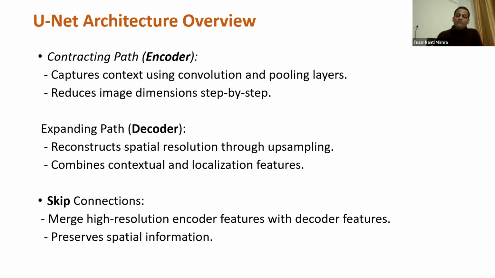The third component, skip connections. What it does is merge the high resolution encoder features, meaning the contracted features, with the decoded features of the expanded path. And that's how it is responsible for preserving the spatial or pixel level information.